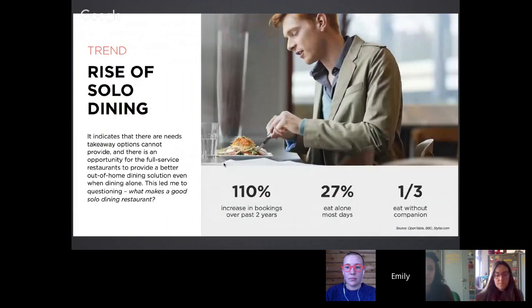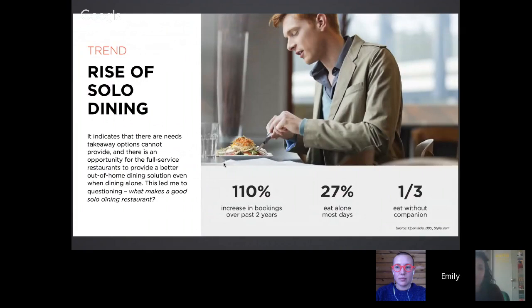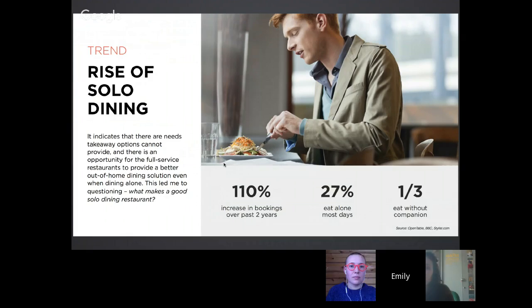Let's take a more in-depth examination of the food service sector. According to BBC, 27% of people eat alone nowadays, and the Big Lunch surveyed 2,000 UK adults, and over 1/3 of them eat without any companions for a whole week. Can you imagine that? Just a whole week without eating with anyone?